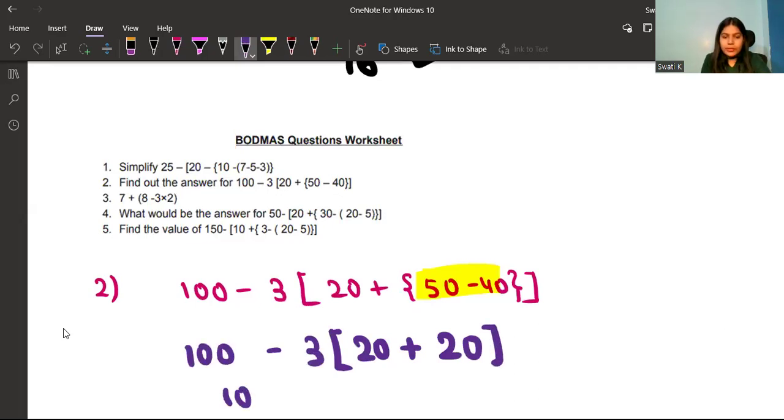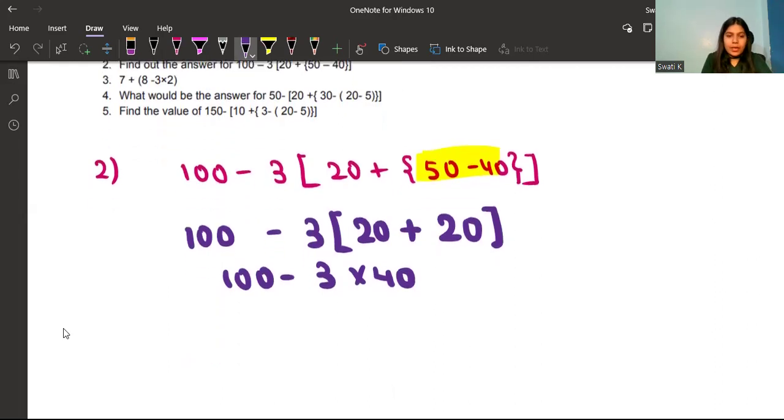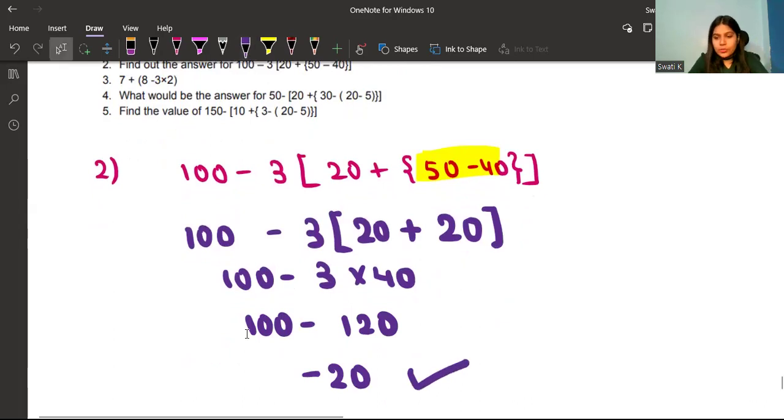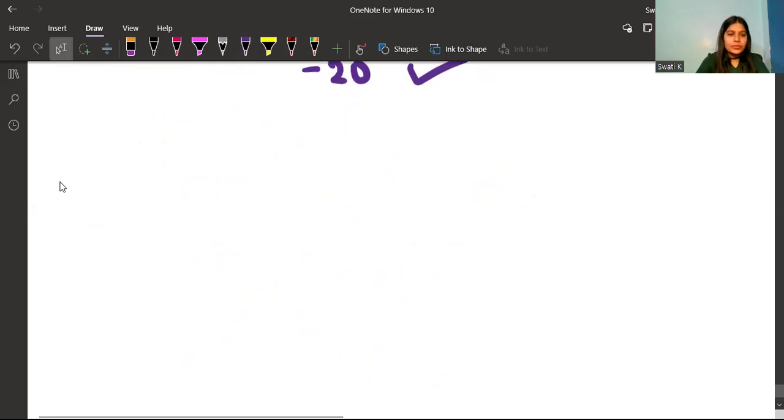Now this will become 100 minus 3 times, 20 plus 20 is 40. So 3 times 40. This will become 100 minus 120. What is the answer of 100 minus 120? It is minus 20, and that's the answer. So this is for question number 2. Now let's go to question number 3.